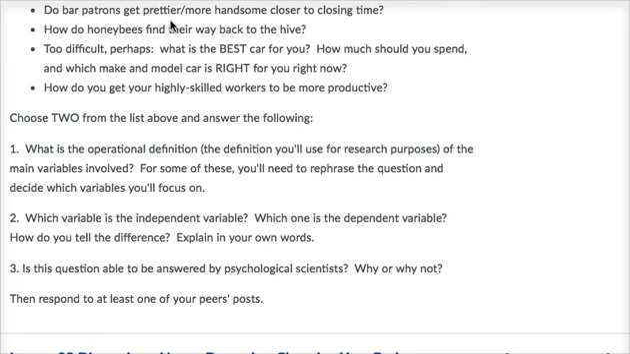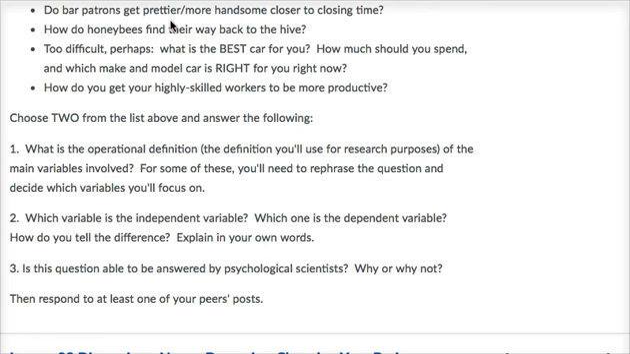I'll try to find something about independent and dependent variables and put it on the course news feed to help you out with that, because that's going to be a stumbling block. If the chapter doesn't make it entirely clear, maybe I can find something for you. Question 3, is this question able to be answered by psychological scientists?